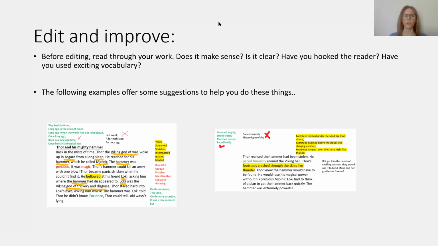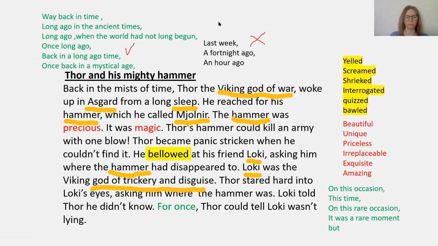So before you start looking at the slides, read through your work again. Does it make sense? Is it clear? Have you hooked your reader? Have you used exciting vocabulary? If the answer is no, then you can go back and just edit those things now. You also could look at these slides here. And it's just showing you how you may want to edit your work. You don't have to do this, but sometimes it's quite a nice technique just to write around the side of your writing your thoughts and then pick the best suggestions.